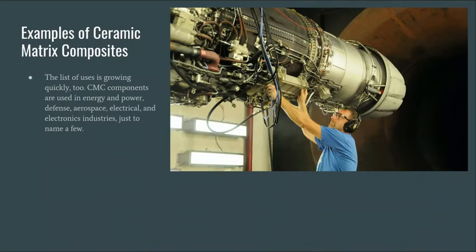So the list, just like the metal matrix composites, is growing in ceramic matrix composites also. So these are used in energy and power defense, aerospace, electrical industries, and electronic industries also. So these can even go down to the materials in your phone. You could have ceramic matrix composites in your phone, in your computer, and other electronics you may use.